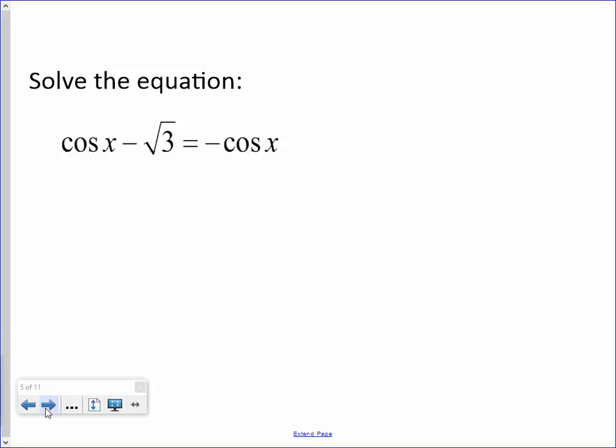Here's our first one. Solve the equation. The cosine of x minus the square root of 3 is equal to negative cosine x. I'm going to give you about 30 seconds to brainstorm with your tables what you might do to get started to solve. See what are some ideas that you or your classmates have. 30 seconds, go.